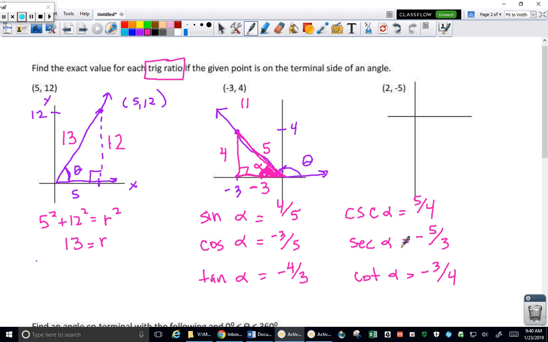So in each of these cases, whenever we have a negative secant and a negative cotangent, you need to know that the negative sign only belongs to the x value. Okay, the hypotenuse will always be positive, or the radius will always be positive, no matter what quadrant these points happen to be in.